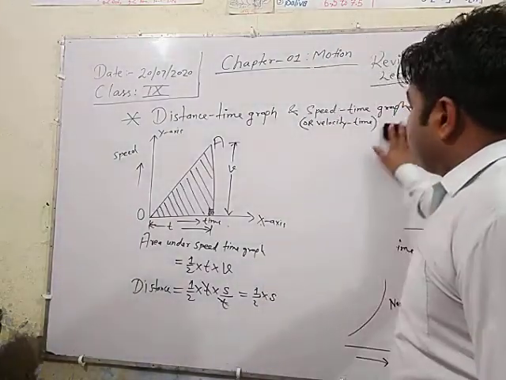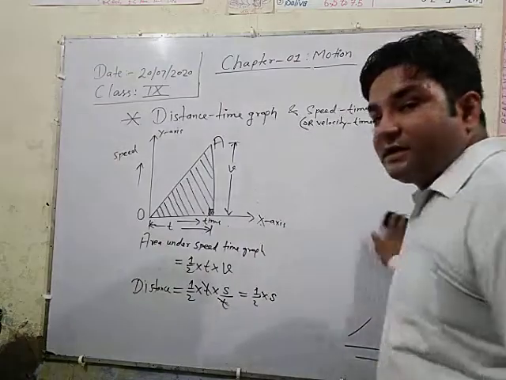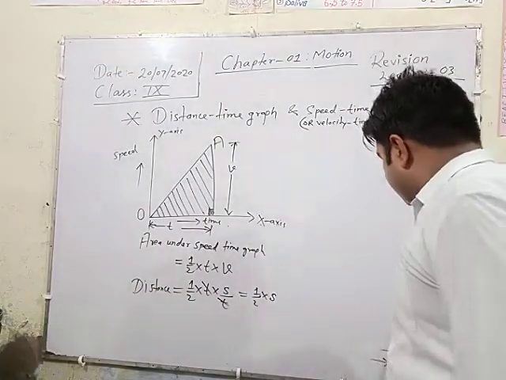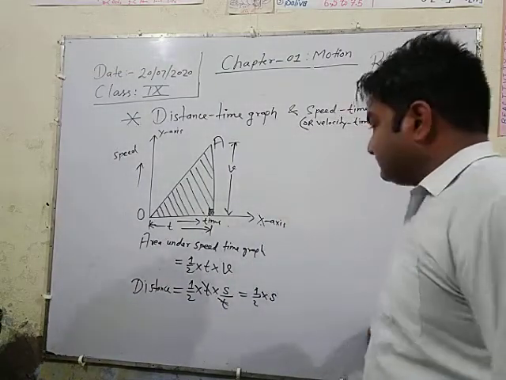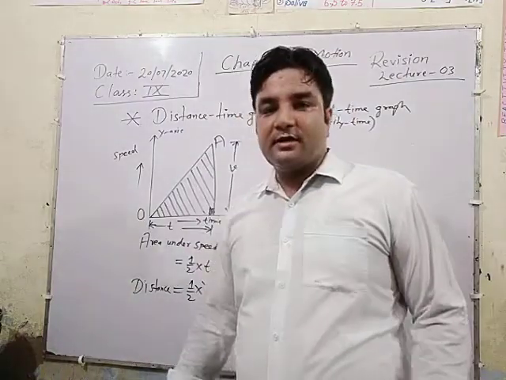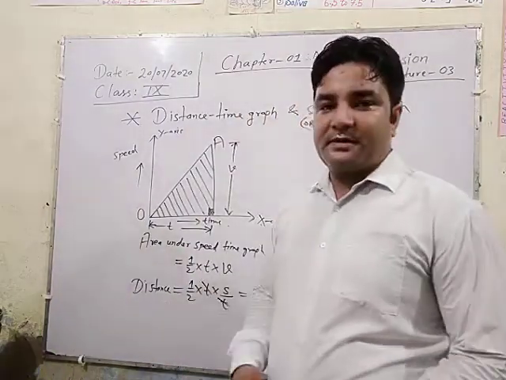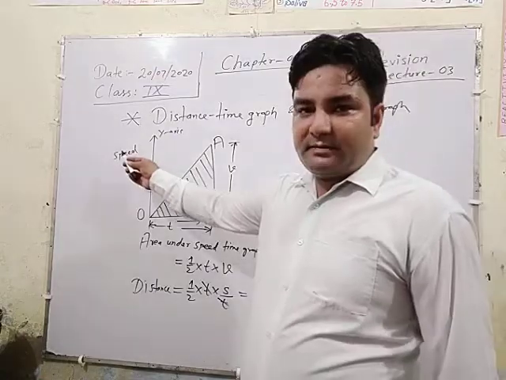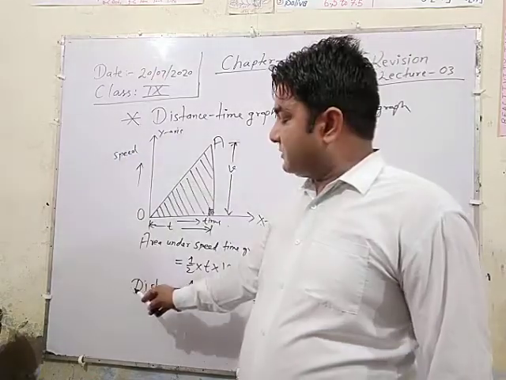The concept of distance: whenever the area under a speed-time graph is calculated, speed means what? A scalar quantity. That's why a scalar, distance, is obtained. When we take velocity in place of speed, then we obtain what? Displacement.